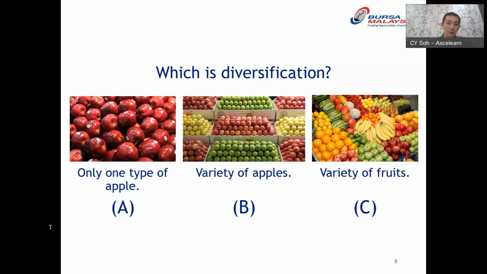So for now, remember this fruit stall example of diversification. C is generally the preferred way of diversification. Later on, when I come to topic number 3, I will explain diversification in greater detail.